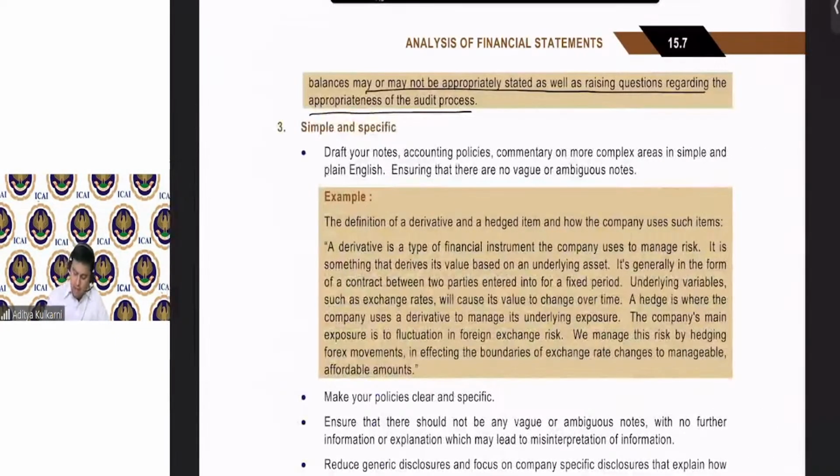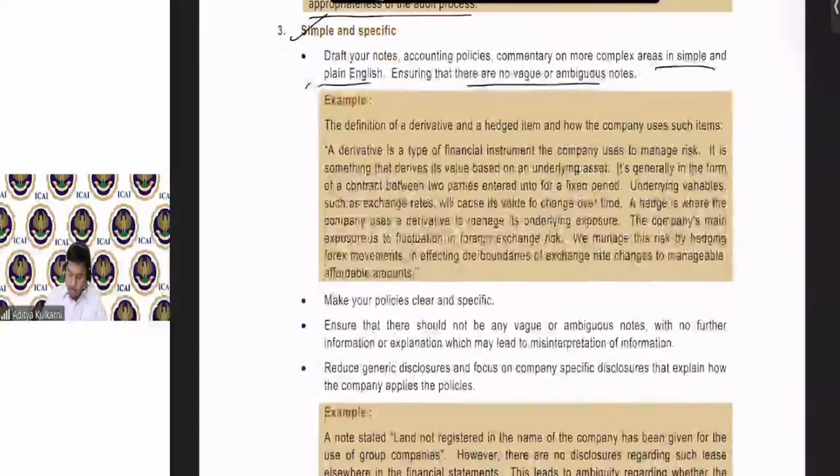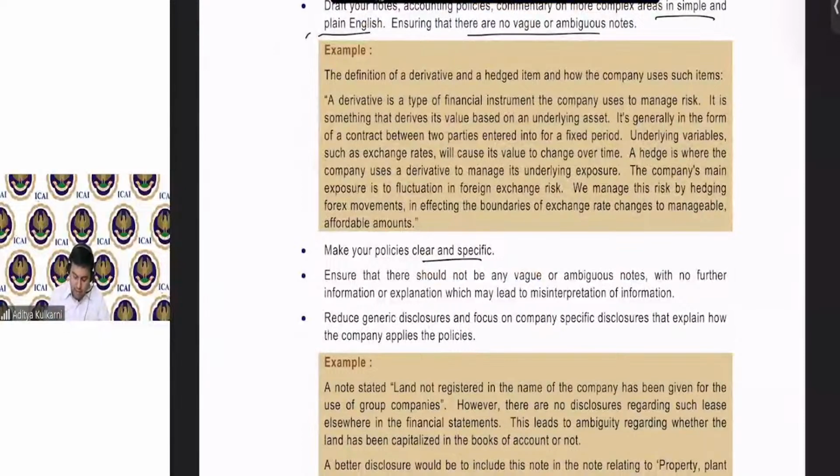So coming next, draft your notes to accounts. Be simple and specific. Again, ensure there are no vague or ambiguous notes. Draft your accounting policies in simple and plain English. Easier said than done. किसी के पास time नहीं होता है, but easier said than done. Make your policies clear and specific. No vague or ambiguous notes.